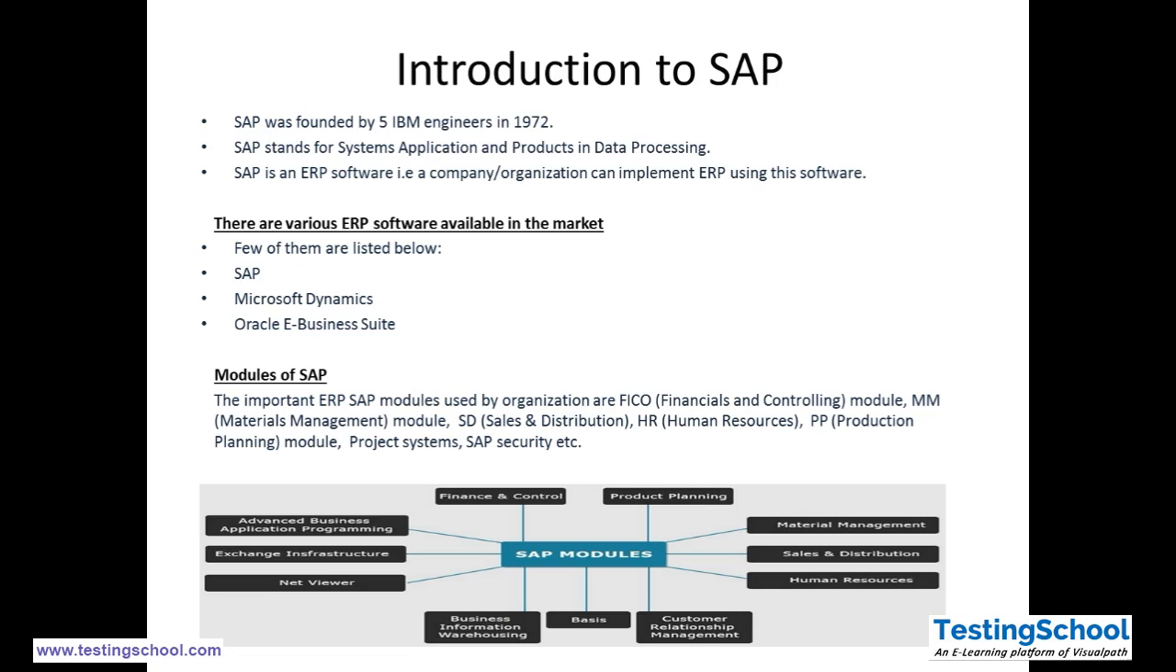There are several modules in SAP. SAP has mainly three parts. It has divided into three parts. One is technical module, where ABAP, exchange information, NetWeaver come into picture, that you can see on the left side of the screen. ABAP stands for Advanced Business Application Programming.